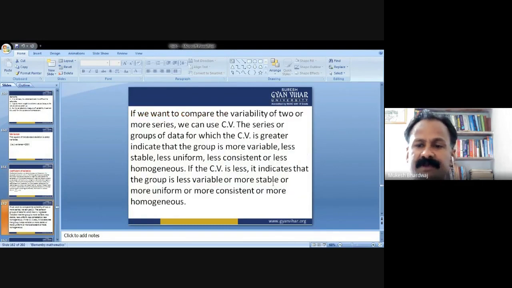If we want to compare the variability of two or more series, we can use the coefficient of variation. The series or group of data for which the coefficient of variation is greater indicates the group is more variable, less stable, less uniform, less consistent, or less homogeneous. If the coefficient of variation is less, it indicates that the group is less variable, or more stable, or more uniform, or more consistent, or more homogeneous.